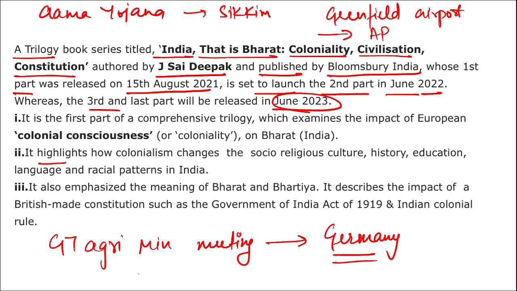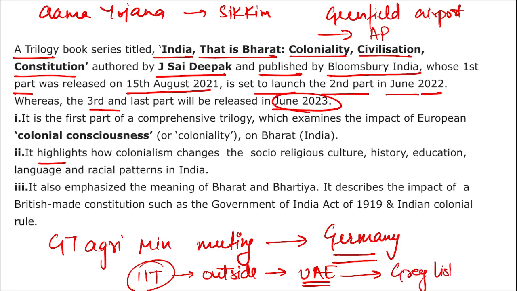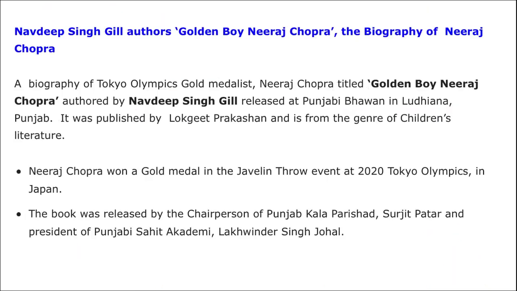Greenfield. Alright. Then if I ask you, where will be the first IIT that will be built outside India? In which country will it be built outside India? It will be built in UAE. And UAE is the only country that has been put into the grey list of FATF. What is FATF? Financial Action Task Force list. Alright. And Pakistan is now back on the grey list. That is recent news that you should know.